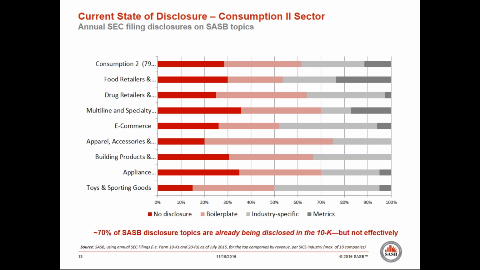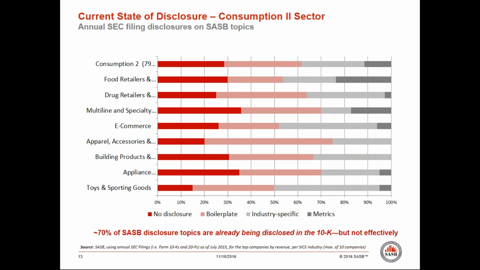So this chart shows SASB's analysis on the current state of disclosure by companies in this industry on SASB topics and SEC filings. So that's only 10K and 20F forms. There's no disclosure here from sustainability reports. And to the left of the chart in red, you can see no disclosure moving to the right, you see boilerplate disclosure, industry specific, and then metrics.